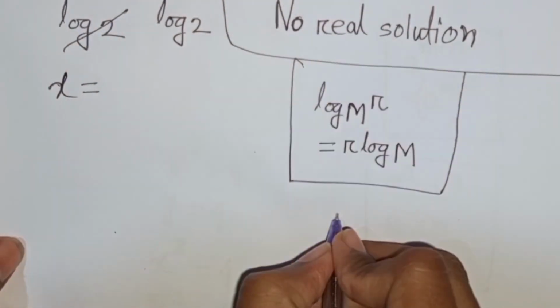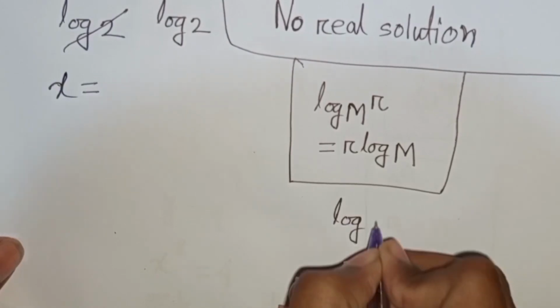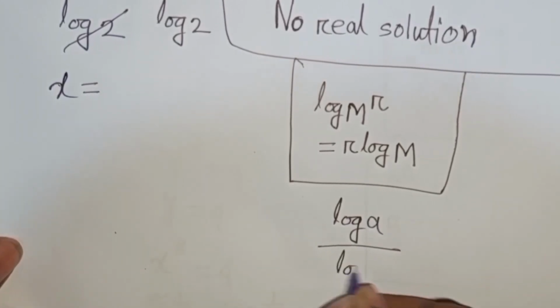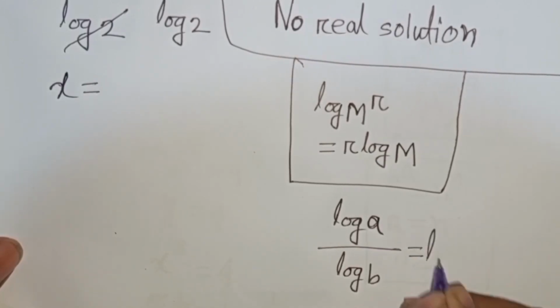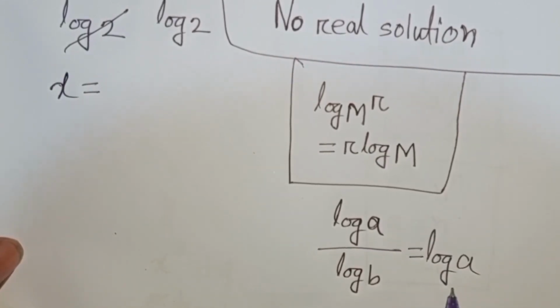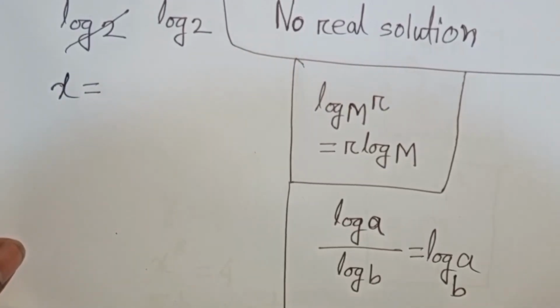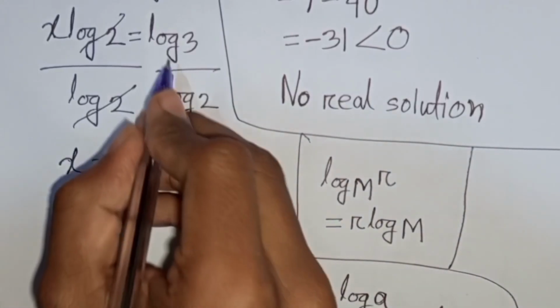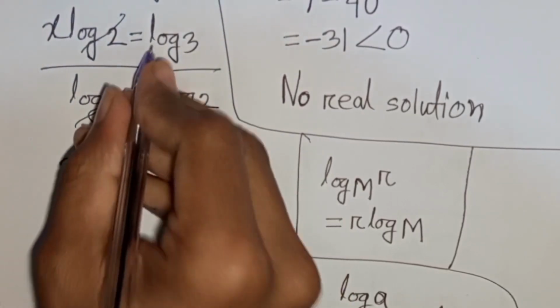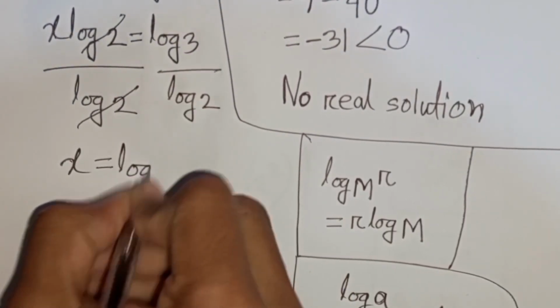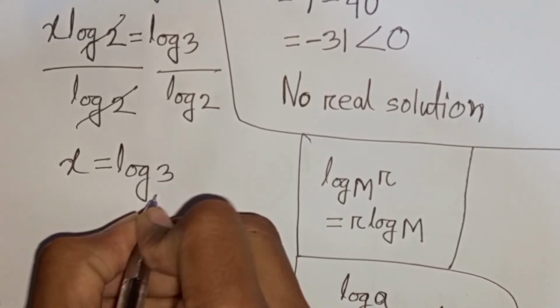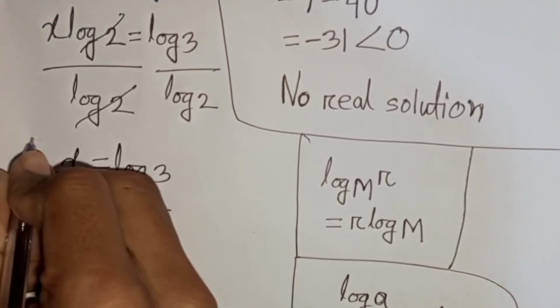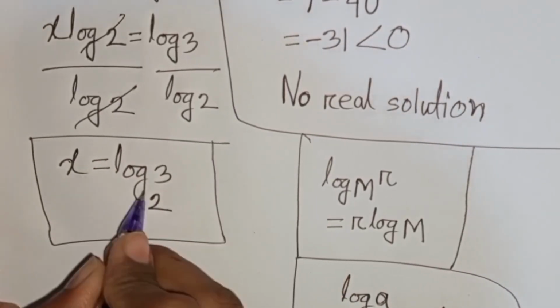here we can apply this formula log a divided by log b is equal to log a base b. So according to this formula, this divided by this, that means it will be log 3 base 2. So this is the value of x.